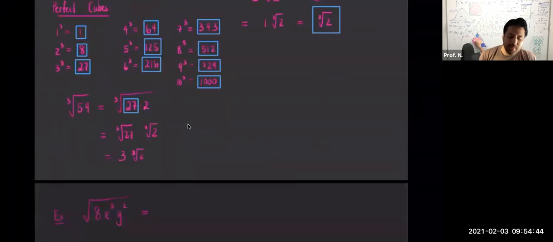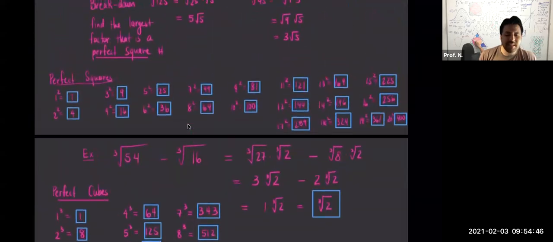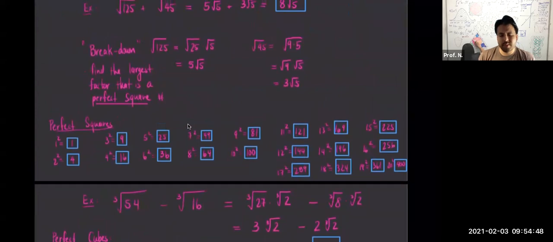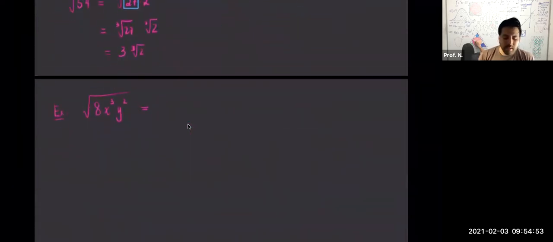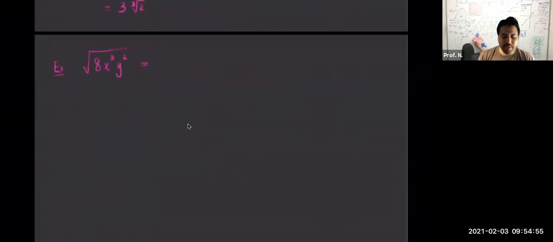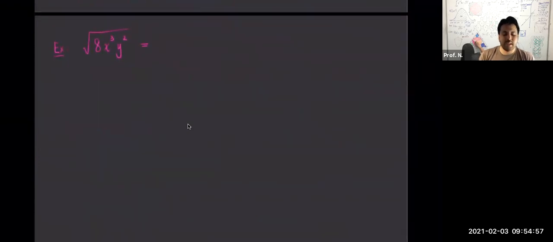So in these problems, we were simplifying radical expressions that had just numbers in them. That's doable, that's reasonable, right? But now let's say I have a radical that has exponents and variables within it. Now, how do we break this down? This is the harder version of simplifying radical expressions.